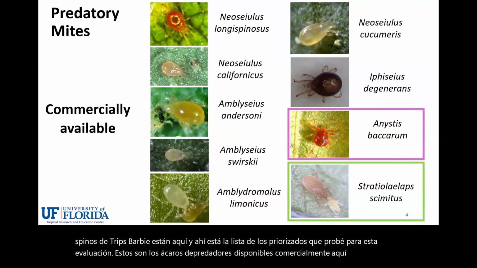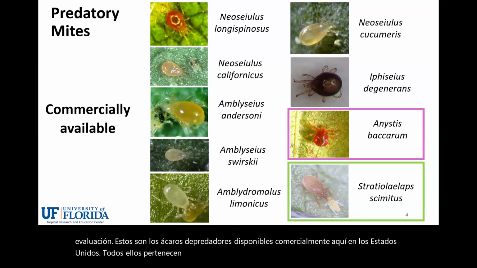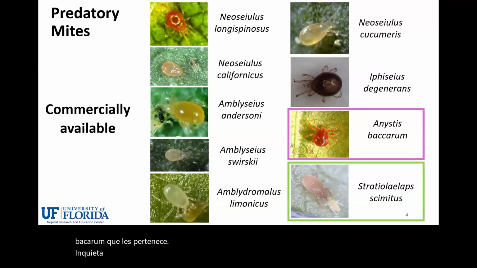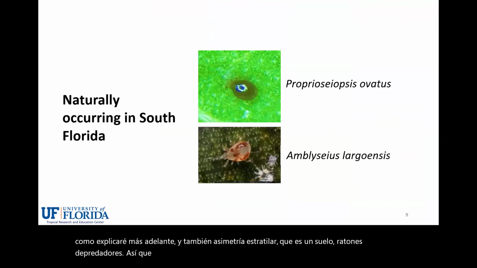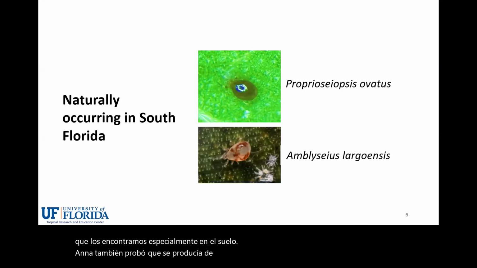All of them belong to the Phytoseiidae family, with the exception of Anystis baccarum, which belongs to the Anystidae family and is, let's say, bigger in size and also in behavior, as I will explain later. And also Stratiolaelaps scimitus, which is a soil predatory mite, so we find them especially in the soil. And I also tested two naturally occurring predatory mites here in South Florida, Proprioseiopsis ovatus and Amblyseius largoensis.